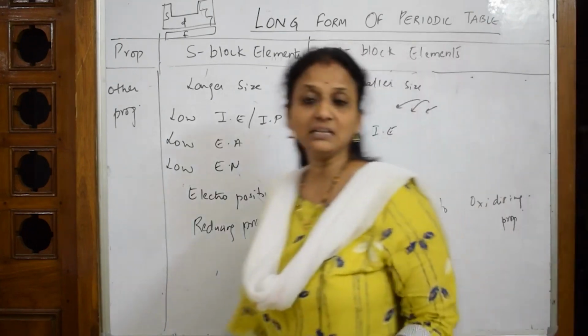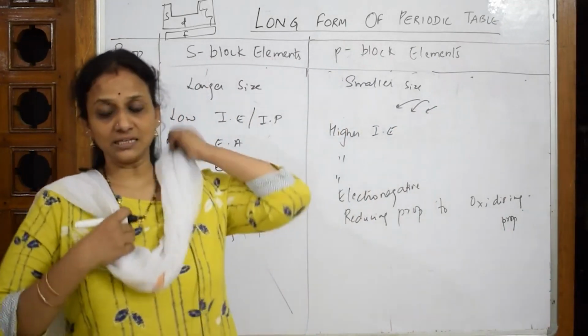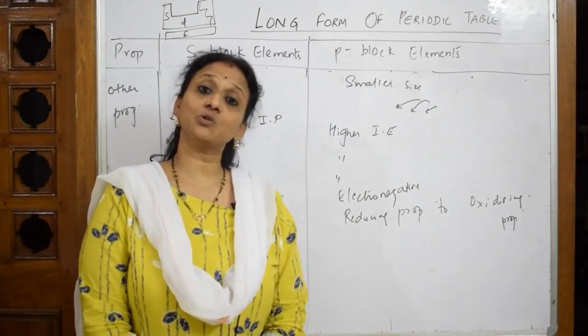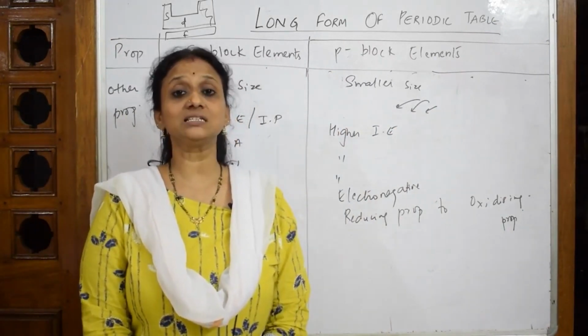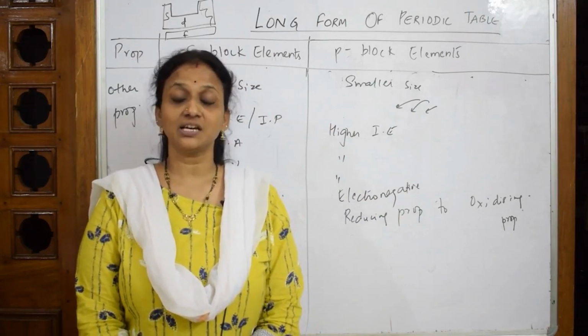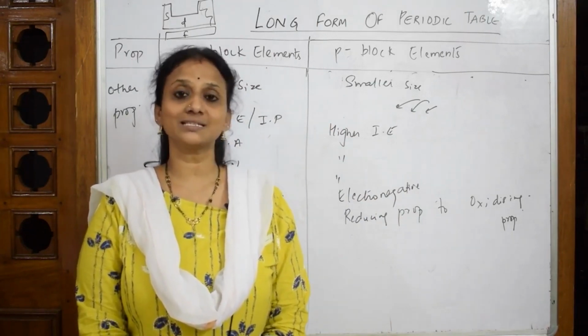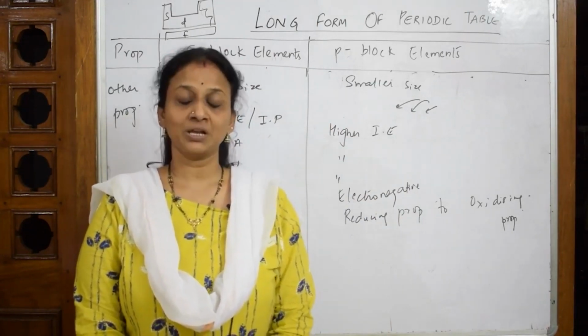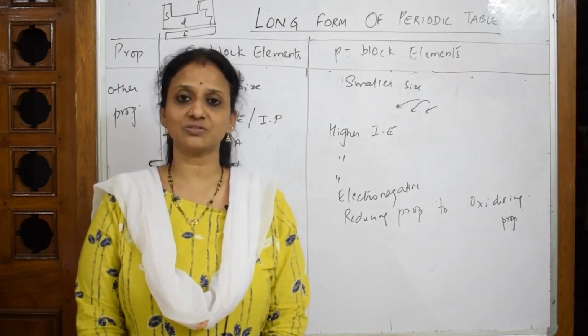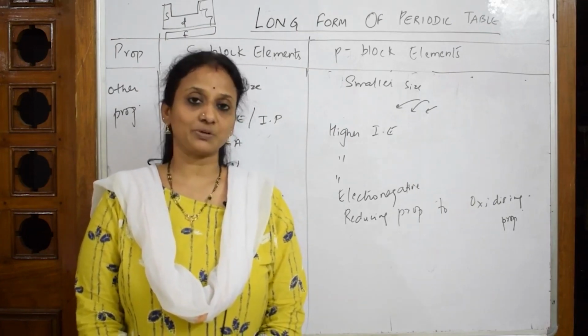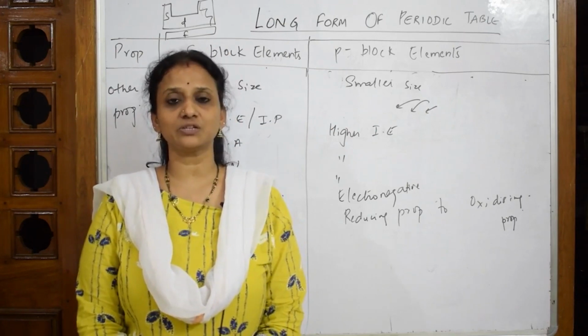So let's come back to the exam. If they ask you to illustrate the differences between S block elements and P block elements in terms of their general characteristics, there is your long form of the periodic table. This is a detailed explanation of the long form. So what should you do? You should make two or three tabular columns. One is for the properties, one is for the S block elements, one is for the P block.